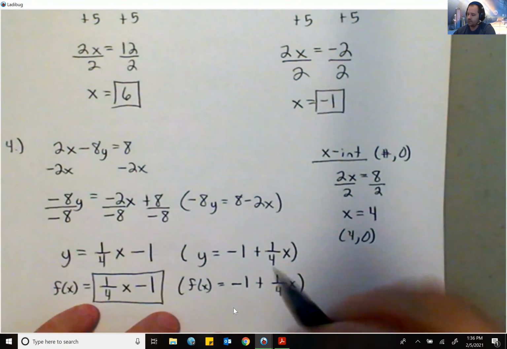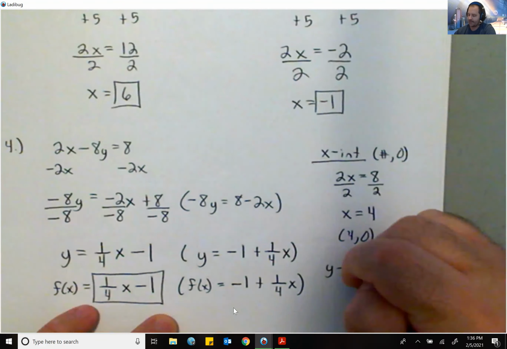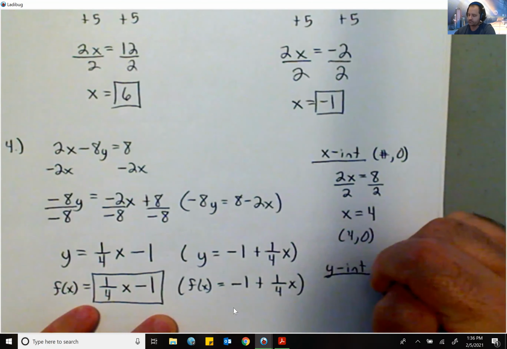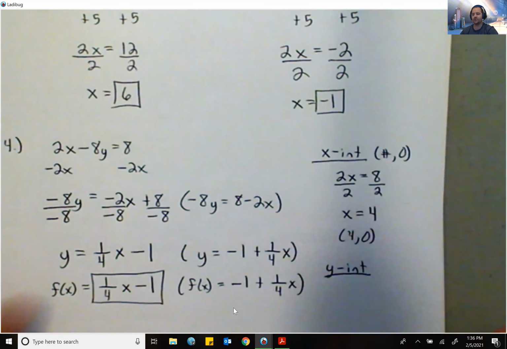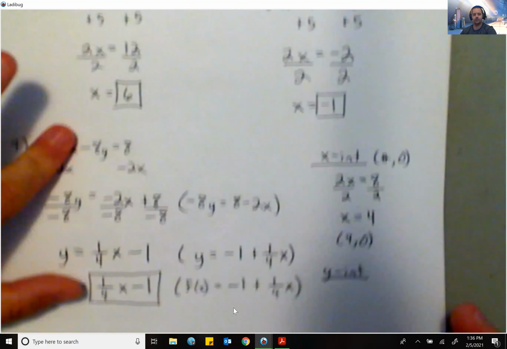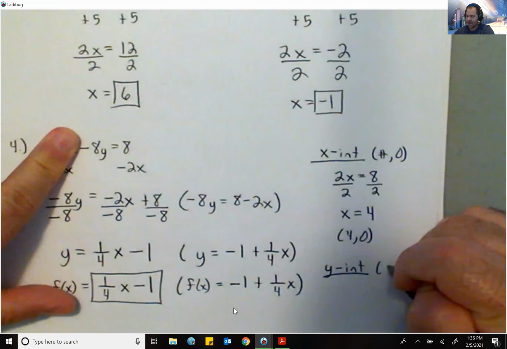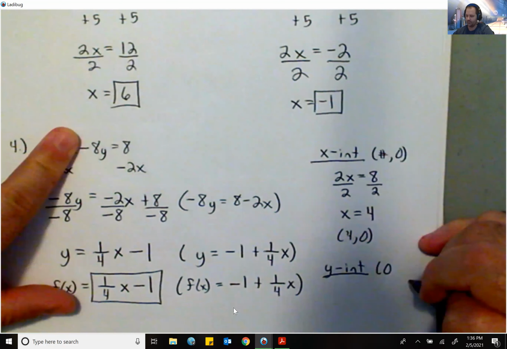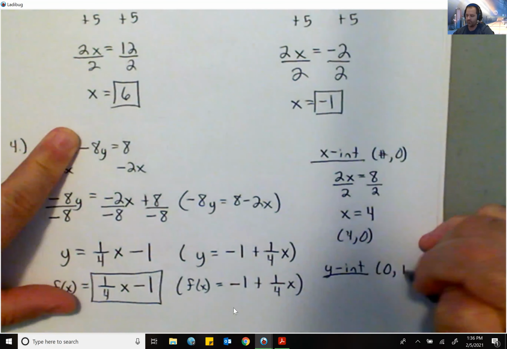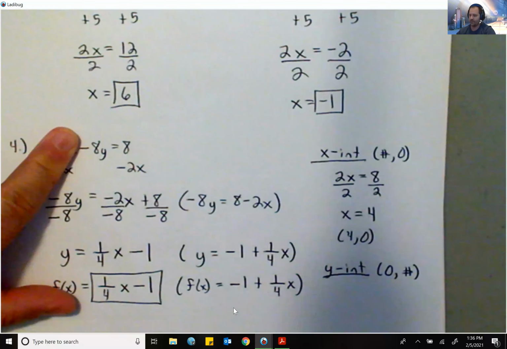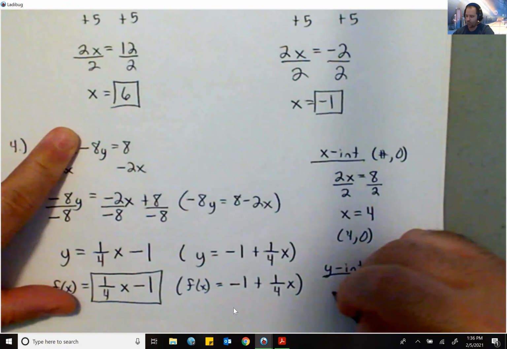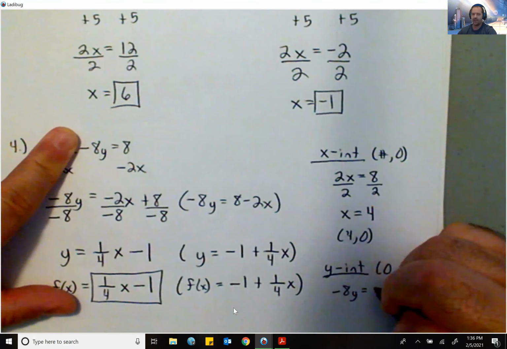Okay. If I want the y-intercept, you'd set x to 0. That's right. So we'll come up here and we'll go bam, it's gone. Because again, the x in the y-intercept is 0, and you're looking for the y value. So we have negative 8y equal to 8.